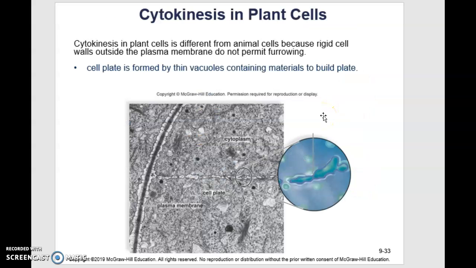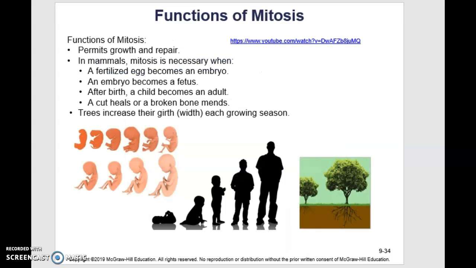But in a plant cell, remember, we can't have a cleavage furrow because plant cells have a cell wall. So there's a cell plate that has to form. And that cell plate is going to be formed by these vacuoles that bring in materials and build like a new wall right between those two new daughter cells. So it's slightly different because of that cell wall in plant cells.